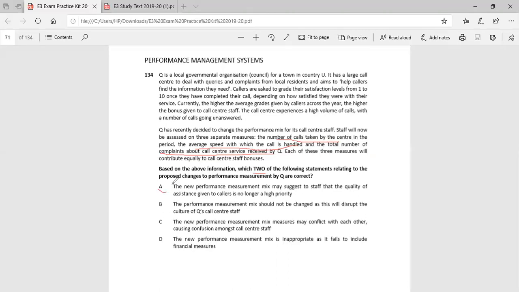The performance measurement mix should not be changed as this will disrupt the culture of Q's call center staff. How do we identify whether it will disrupt the culture of Q's call center staff?